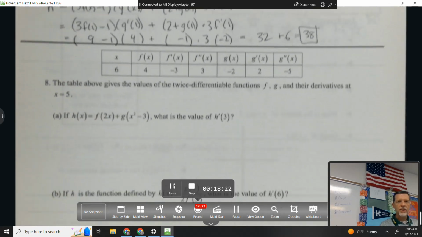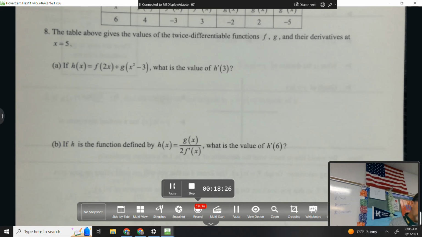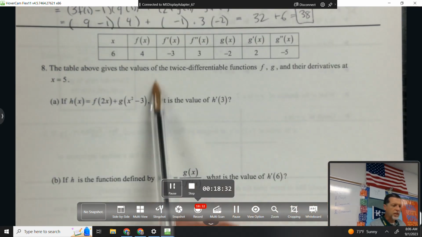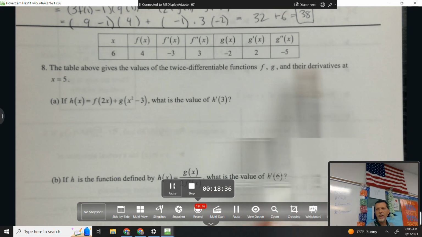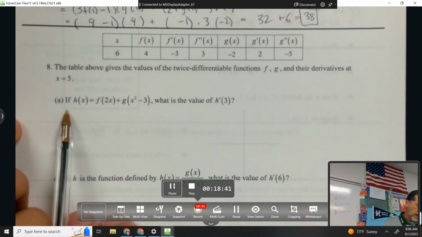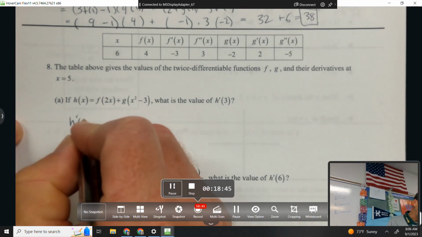Number 8 looks like what we've been doing, but there's a couple of twists in there. So let's do at least A and B of number 8. Again, a table. This time our table has not just f and f prime, but also has f double prime. So a second derivative showing up in here. So part A. What are we going to need for part A to find the derivative of h?